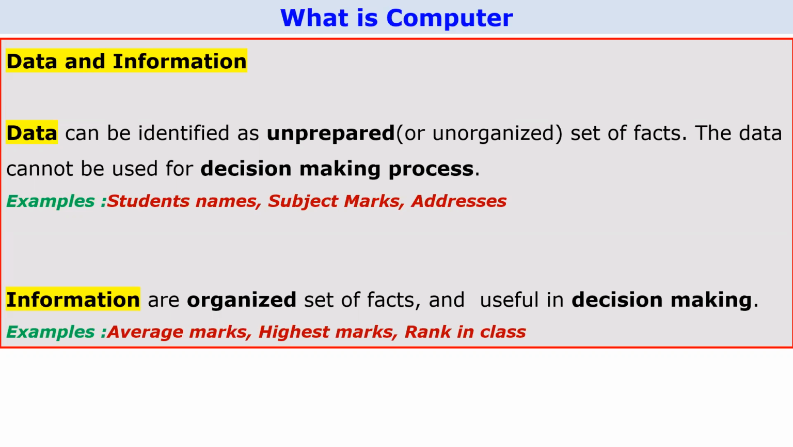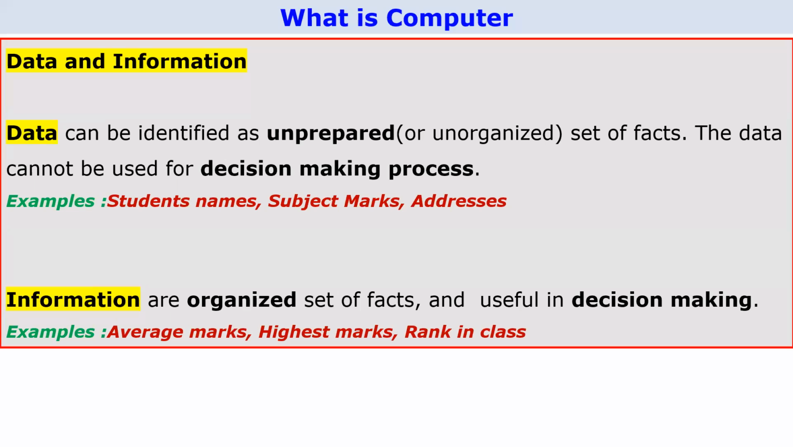But completely opposite, information means you can use it for the decision-making process. How you make information is by processing the data. First you want to collect the data. After you collect the data, then you can process it. You can operate with the data. After you process the data, you will get meaningful facts. These meaningful facts you can use for the decision-making process.